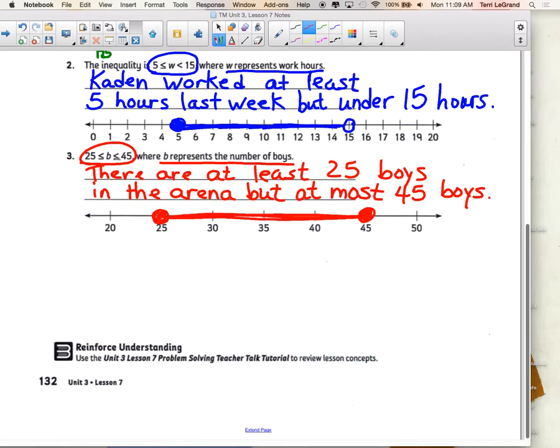Okay, any questions on being able to write word statements or understand the word statements and how we set up compound inequalities? For now, anyway. No? Okay, then let's get out some loose leaf paper for homework.